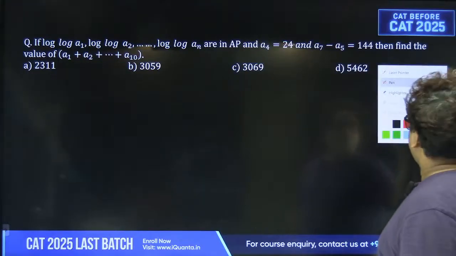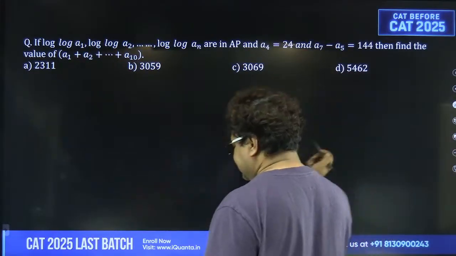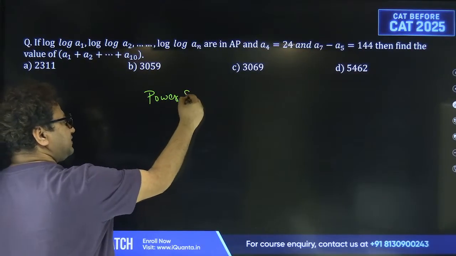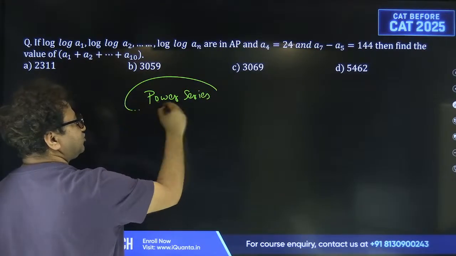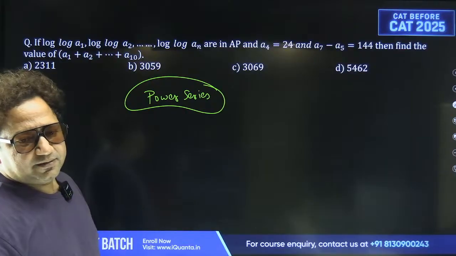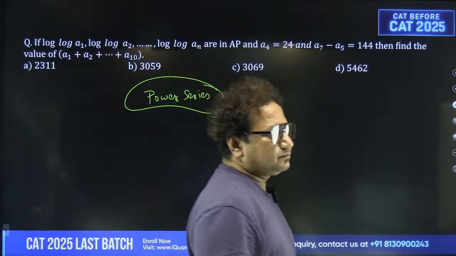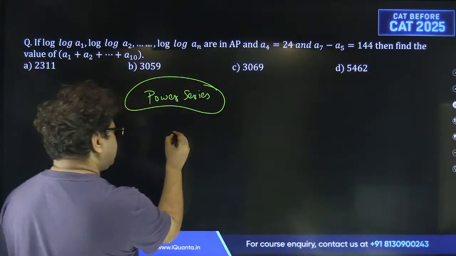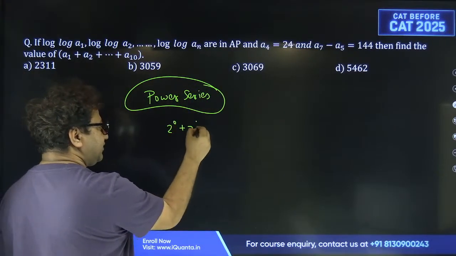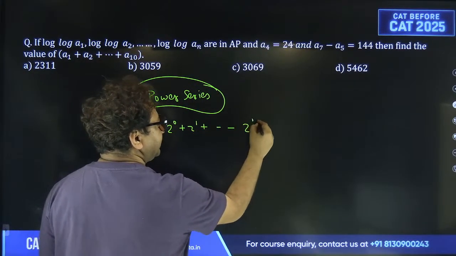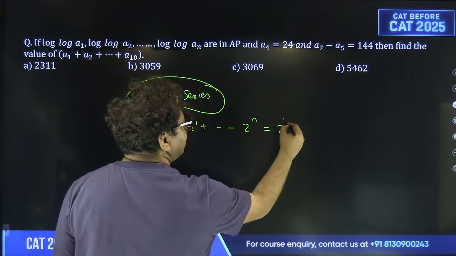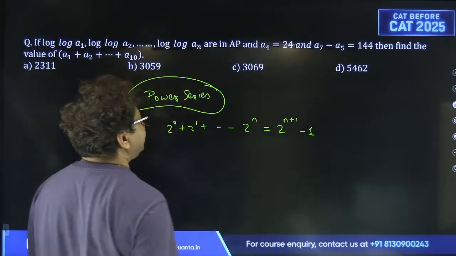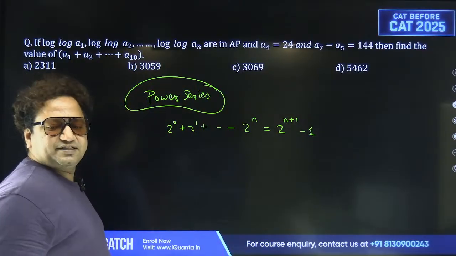I want to tell you a very important thing about sequences and series. Power series, in fact. What's a power series? When we have numbers in powers, 2 to the power and so on. Everybody, just look at this carefully. 2 to the power 0 plus 2 to the power 1 plus and so on, wherever it goes, this will always be equal to 2 to the power (n plus 1) minus 1. This is always going to happen. This is an observation based pattern.